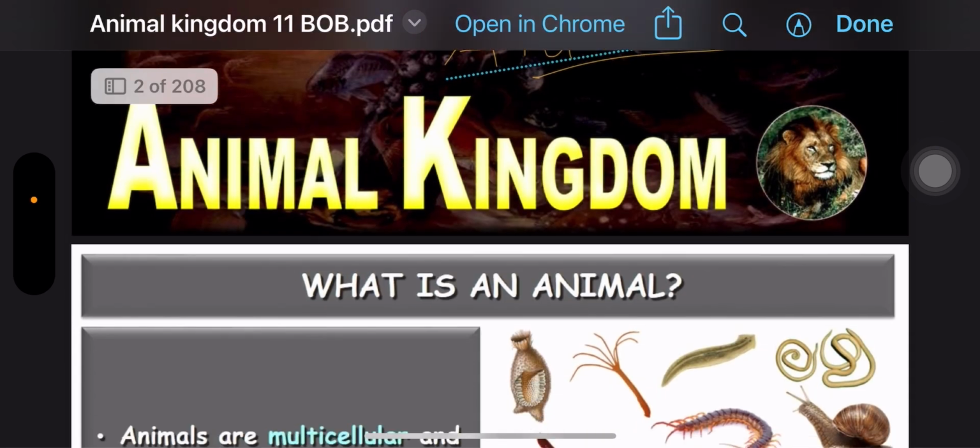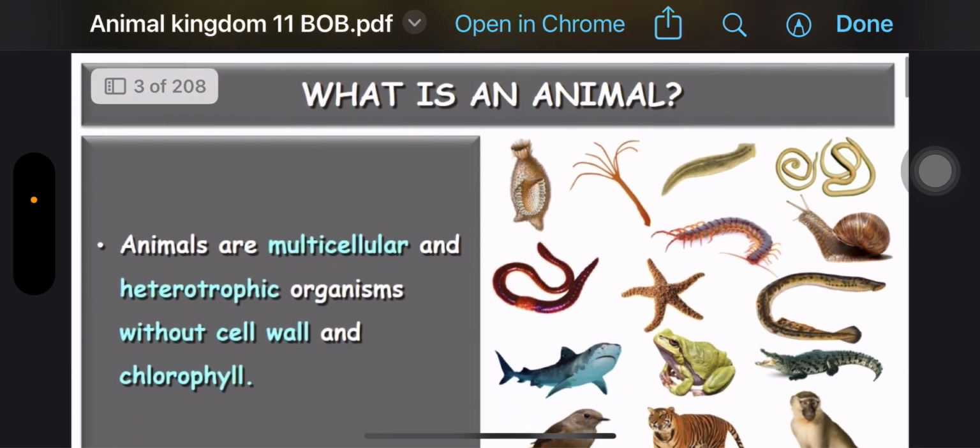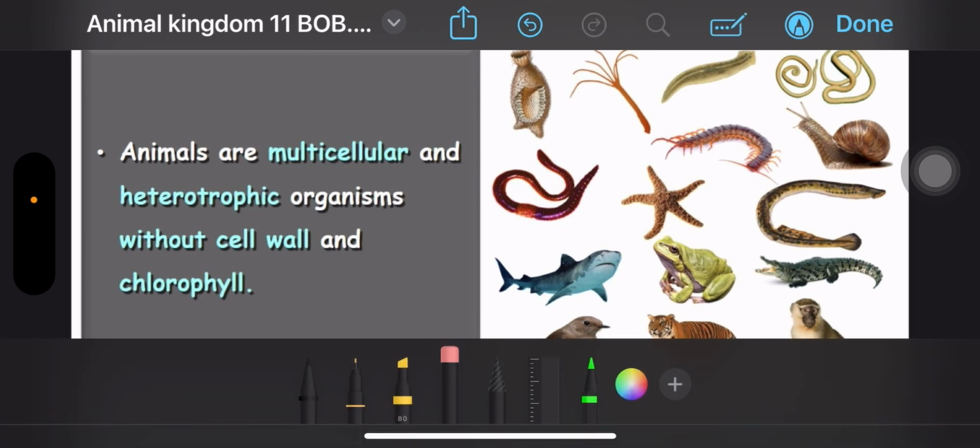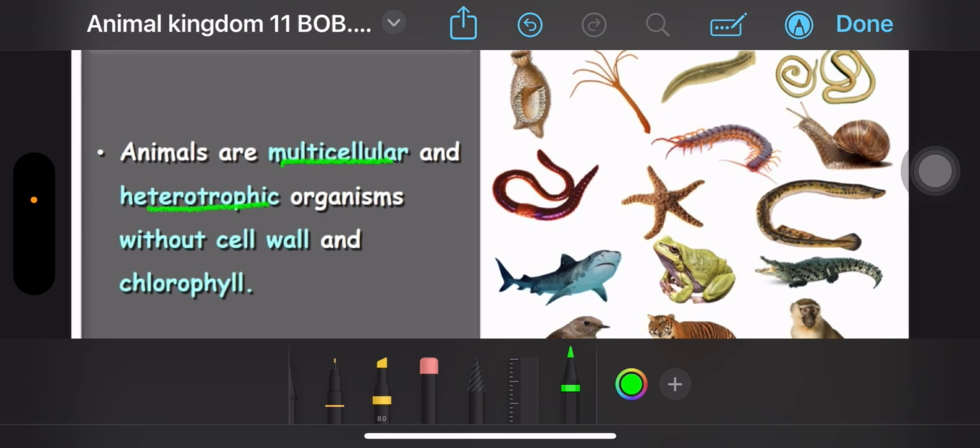So first, what is an animal? First we have to learn what an animal is. Animals are multicellular and heterotrophic organisms without cell wall and chlorophyll. Here is the definition. According to this definition, animals are multicellular organisms, meaning many cells are present, and heterotrophic means they don't have chlorophyll. Because of the absence of chlorophyll, they are heterotrophic organisms.